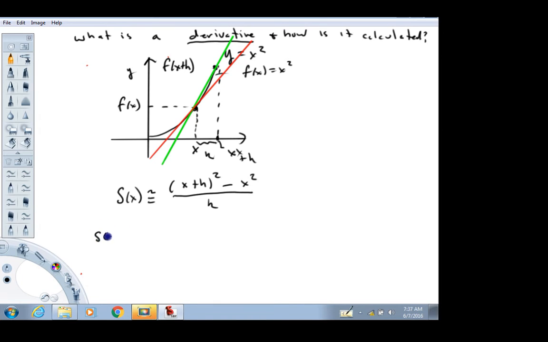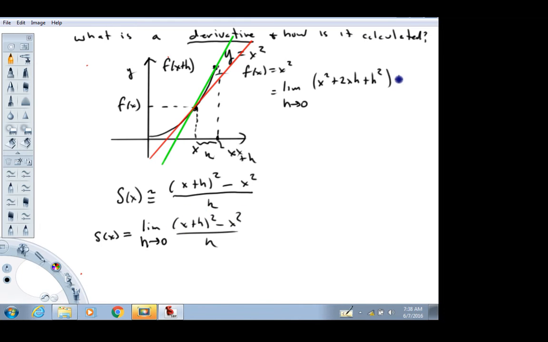So the slope as a function of x is going to be identically equal to the limit as h goes to 0 of this expression, x plus h squared minus x squared over h. And now it's just a matter of evaluating the limit. So I'm going to pick that up here because I need more room. Equals the limit as h goes to 0. Now this can be expanded to x squared plus 2xh plus h squared. That's coming from taking x plus h times x plus h. And then we have this minus x squared that we don't want to forget about, over h.